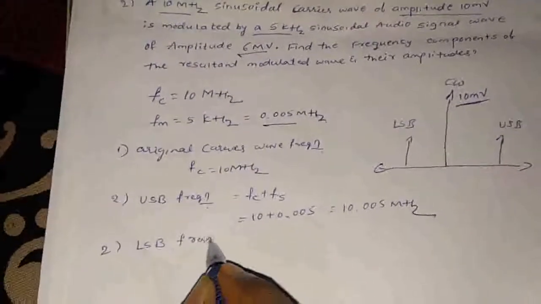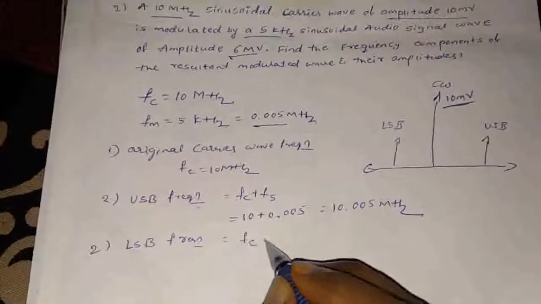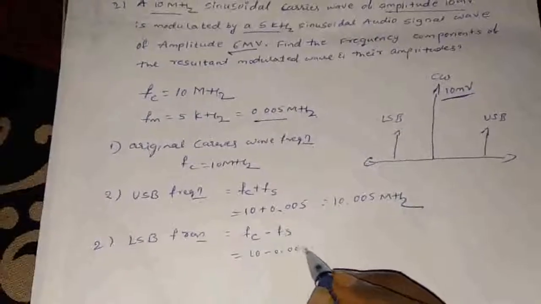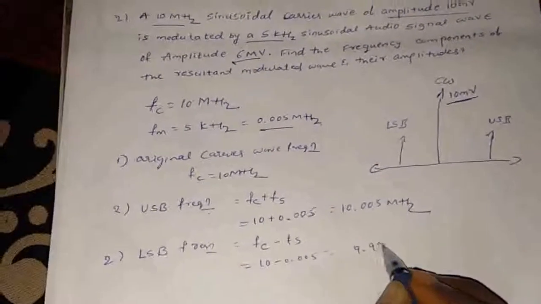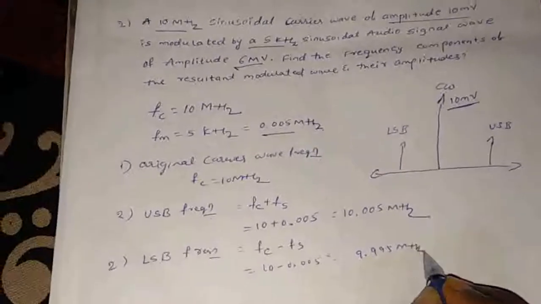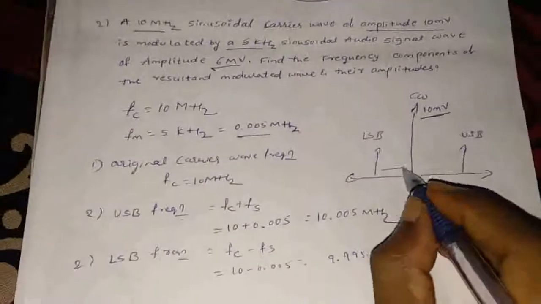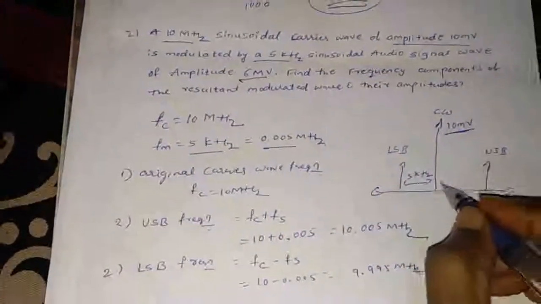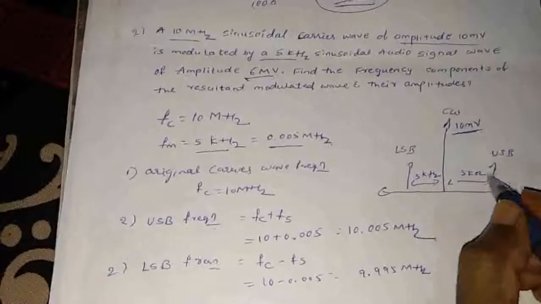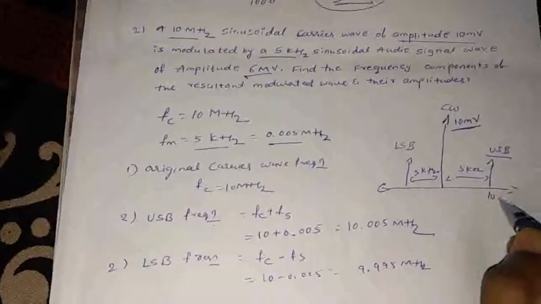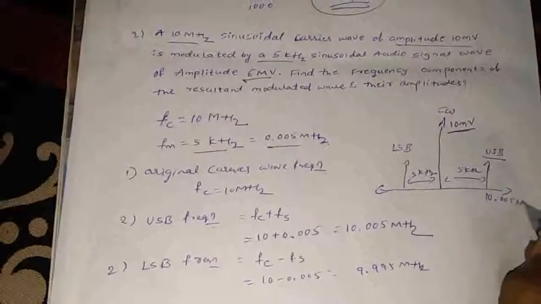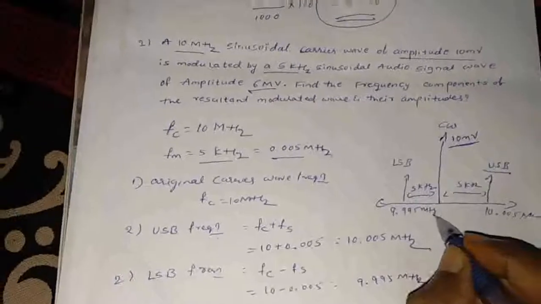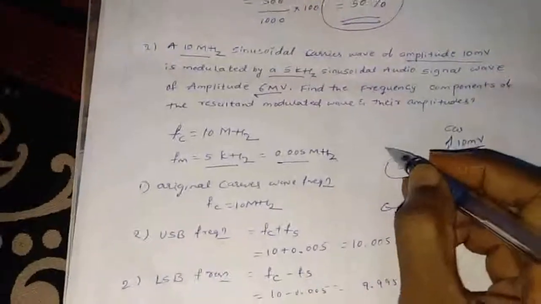And the second one, LSB frequency is equal to fc minus fs. 10 minus 0.005 is equal to 9.995 megahertz. Okay, see the diagram. This is the 5 kilohertz distance. USB is 10.005 megahertz. LSB is 9.995 megahertz. And what is the amplitude of the LSB?